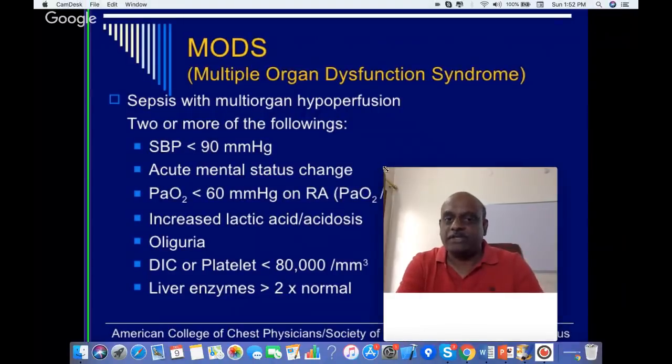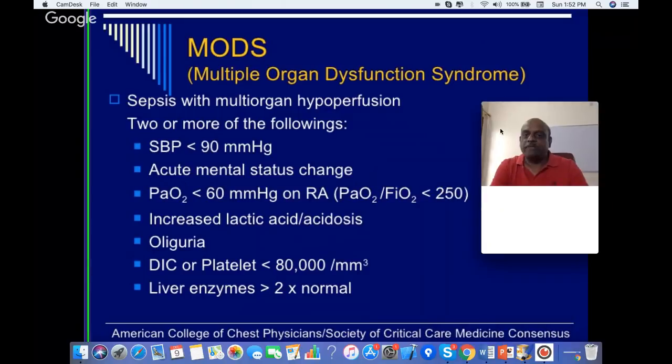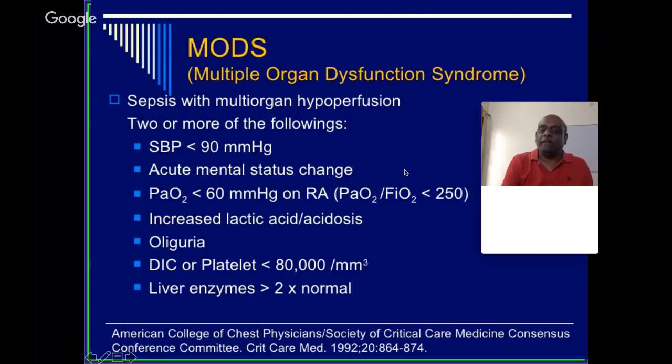So doctor, first you should know the definition. If you understand that, the rest will also be clear. Two or more should be there to call it a multi-organ dysfunction syndrome. Systolic BP less than 90, mental status changes, PaO2 by FiO2 less than 250, PaO2 less than 60, lactic acidosis, oliguria, platelets less than 80,000, liver enzymes more than 2 times normal. That constitutes the definition of multi-organ dysfunction.